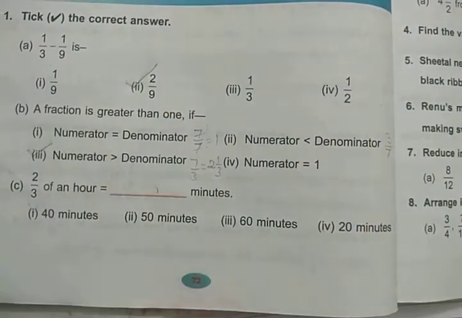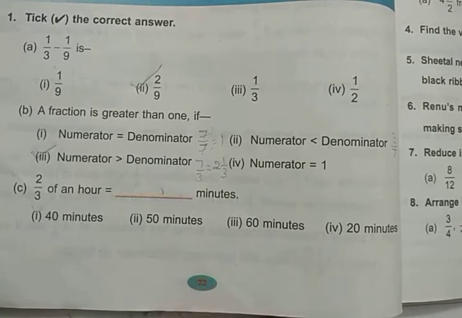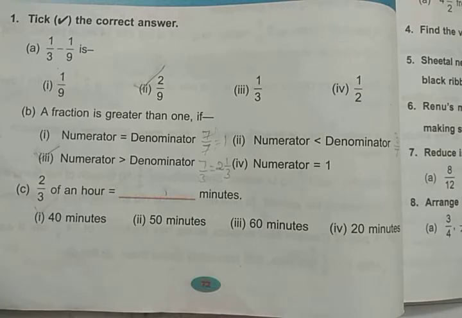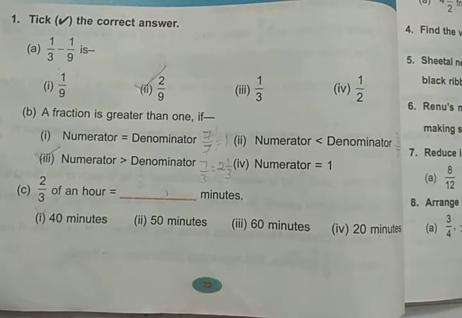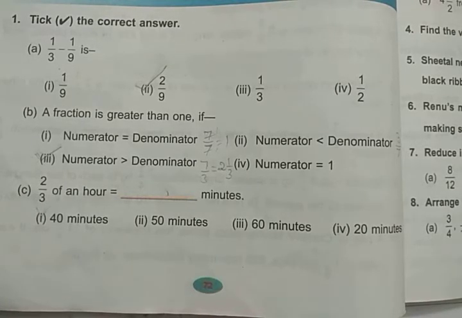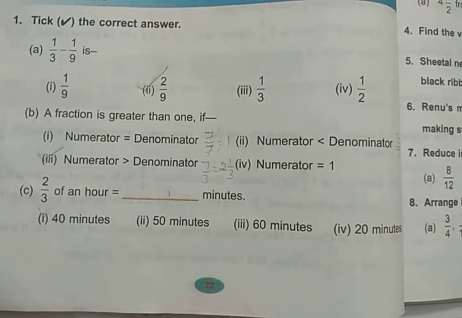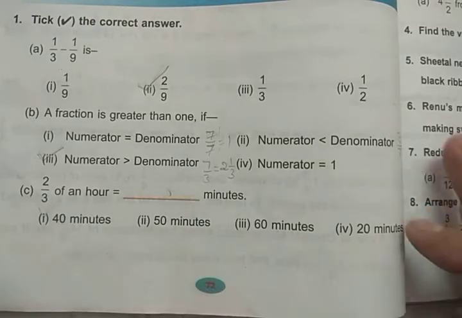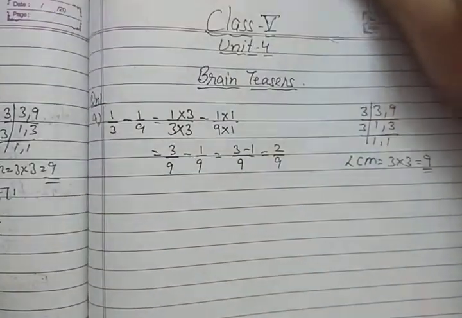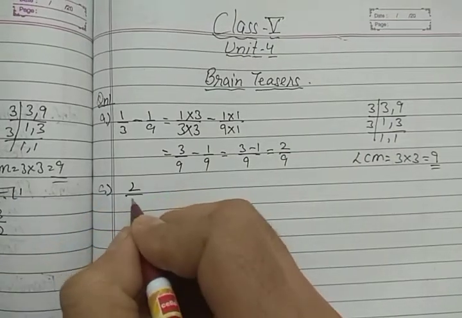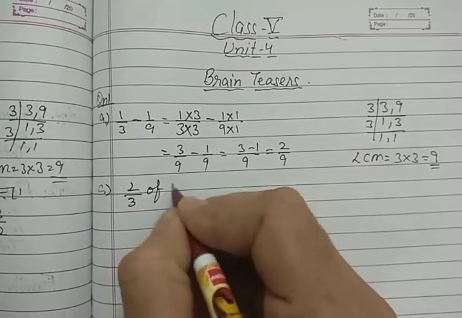Now the next one, C part. 2 upon 3 of an hour is equal to dash minutes. So 2 upon 3 of an hour. What do we have to convert it into? Into minutes. So how can we solve it? 2 upon 3 of an hour. C part. 2 upon 3 of an hour.